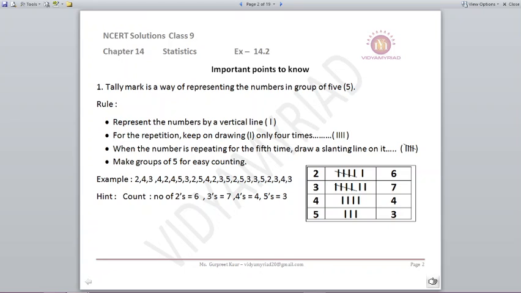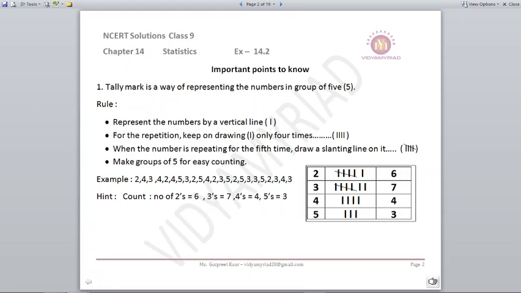Similarly, if I look at 3, how many 3s are there? There are 7 3s. I am just explaining by telling you there are 7 3s, but you will start putting the lines as you look at the 3s. After 4, when your 3 comes the 5th time, you will draw a slanting line across it and it becomes 5. Then there are 2 more 3s, so you will put 2 standing lines. Next, 4 is coming only 4 times, so there will be only 4 standing lines, and 5 is coming only 3 times, so there will be only 3 standing lines.